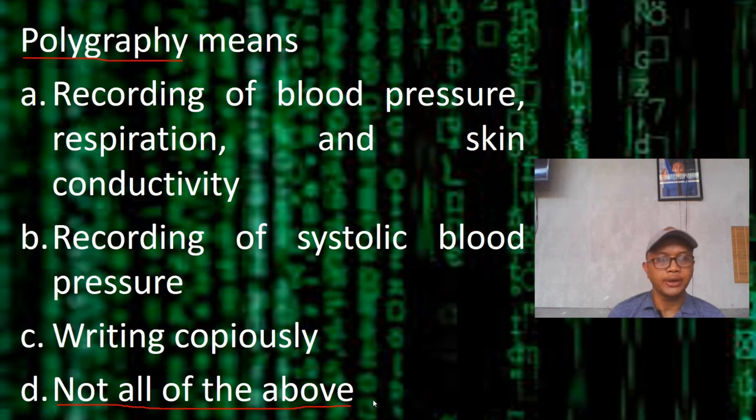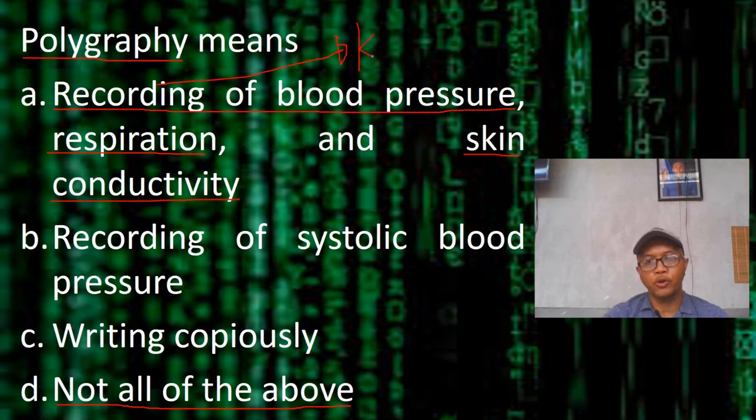So let us start with letter A. So recording of the blood pressure, respiration, and skin conductivity. So when we say recording, of course, that is under the component that we call kymograph. And when we say blood pressure, that is under cardiograph. And when we say respiration, we are talking of the pneumograph. And skin conductivity, we have galvanograph.